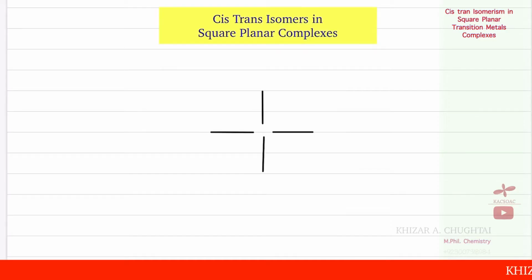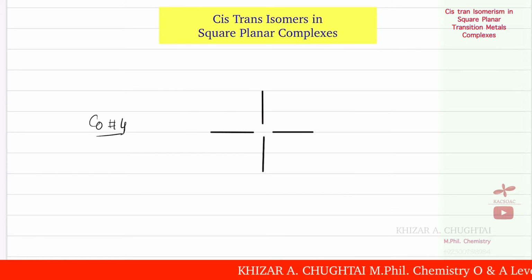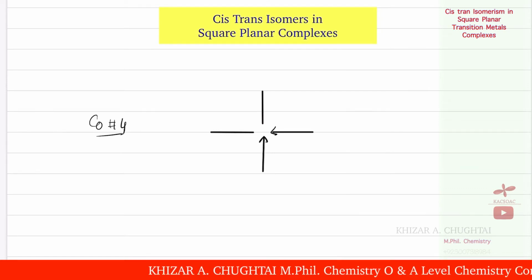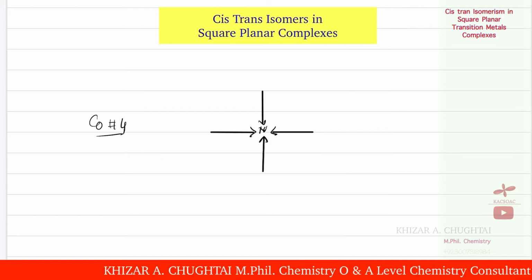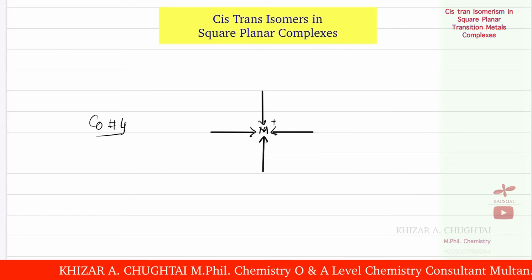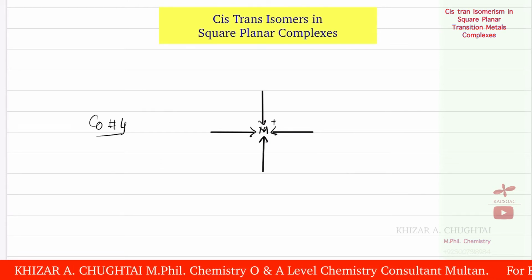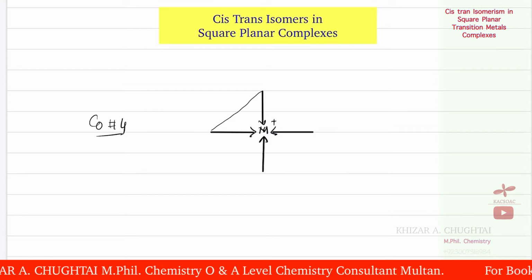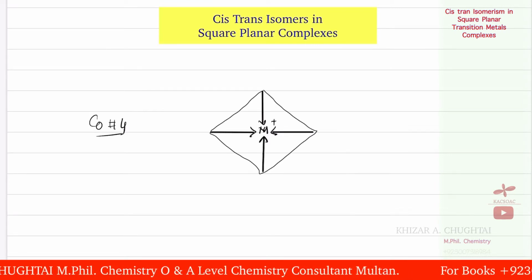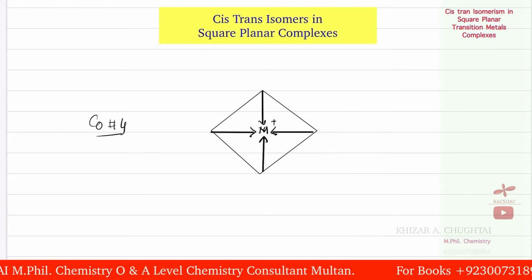Cis-trans isomerism in square planar complexes. Square planar complexes are the complexes with a coordination number equal to 4. This means there are 4 dative bonds surrounding the central metal ion. So the overall shape or geometry of this complex is roughly a square planar, or a square.